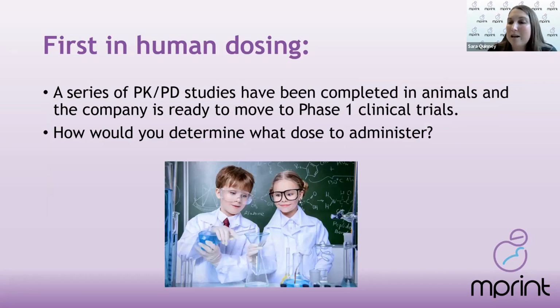So we've moved on. Now we may be closer to what many of you actually deal with in your real world lives, and first in human dosing. So we've completed a series of PK/PD studies in animals, and the company is ready to move to phase 1 clinical trials. How would we determine what dose to administer based on our animal data?